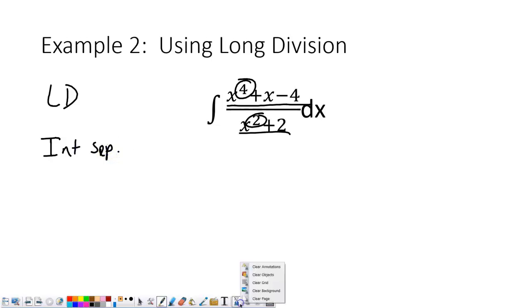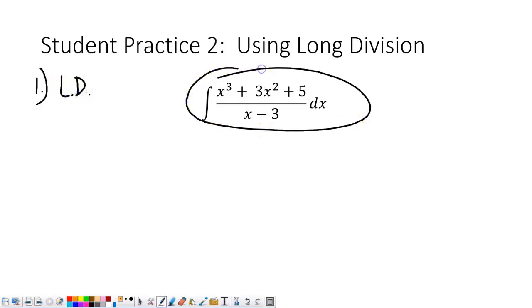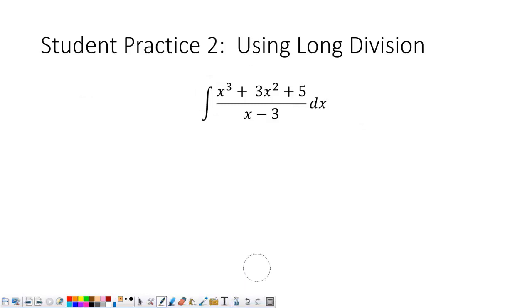All right? So, throwing at you guys here. Now, you guys are going to start from the very beginning. You're going to start by doing long division. So I want you guys to begin this process, and step 1, I want you guys to pause the video here, and I want you to rewrite this integral using long division. Whenever you are done, unpause the video and you will see the solution.